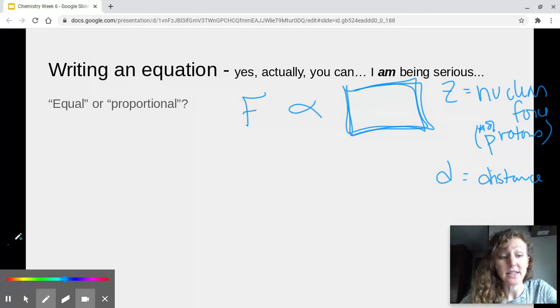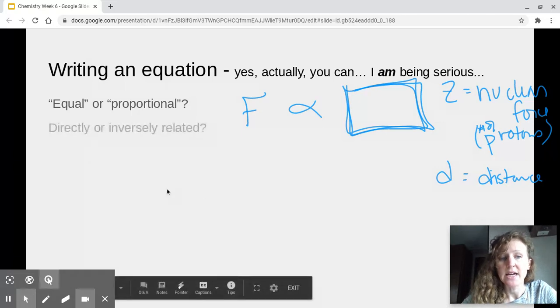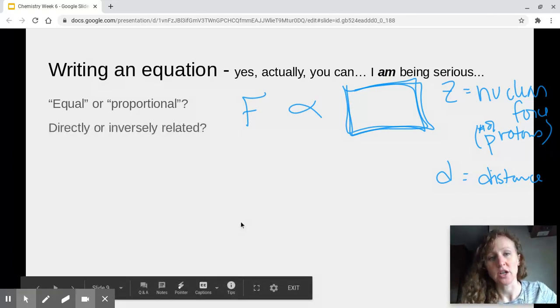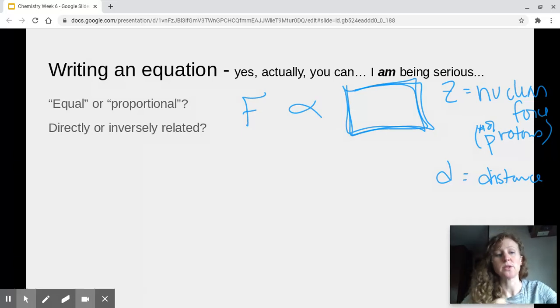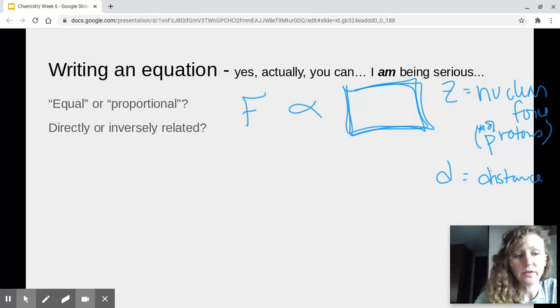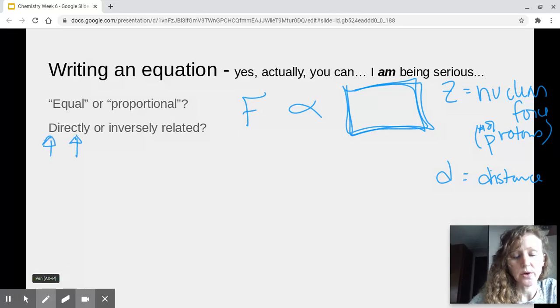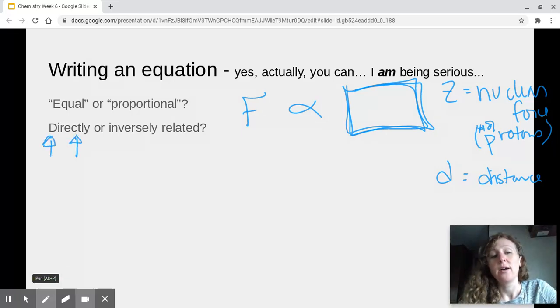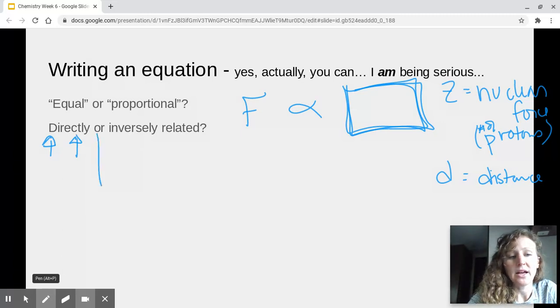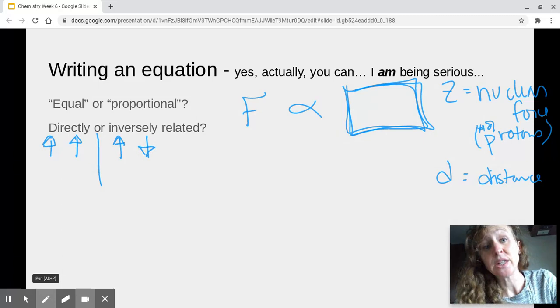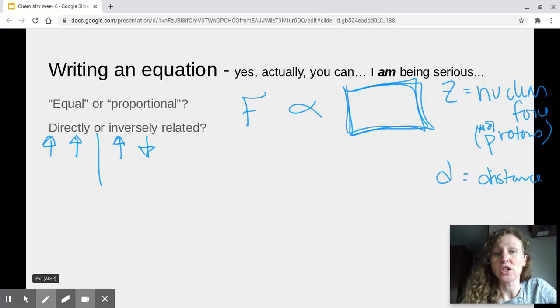So the next thing we really need to decide is the relationship. Is it a direct relationship or is it an indirect relationship? With a direct relationship, as one variable goes up, the other variable goes up. Inverse would mean as one variable goes up, the other variable goes down. Now, how do you decide what these relationships are?